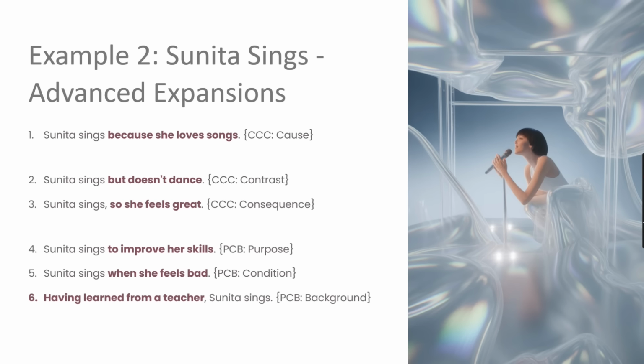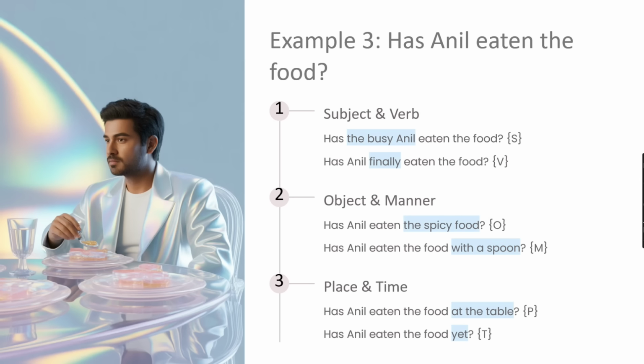Similarly, while adding the background detail, you have to understand the background in no way will affect your either subject, Sunita, or verb, sing. So I have added having learned from a teacher, Sunita sings. Now in the second example, you clearly see how you will always have 12 different ways to expand or enhance your subject. Now let's use the same method in my third example as well, and the sentence is, has Anil eaten the food? In this sentence as well, if you look at the first sentence, I have expanded the subject.